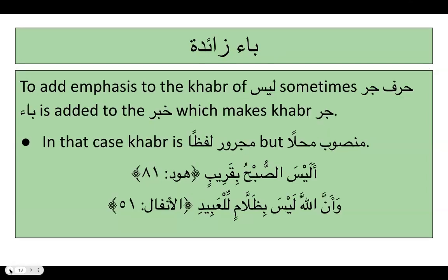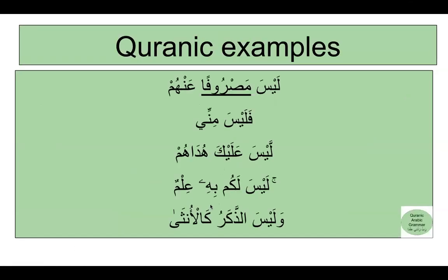When I was teaching you Laysa, here, Laysa lakum bihi ilmun. Attempt this sentence, my dear sisters, again. We have done it in the past, but at that time, I did not teach you about ba zaida. Now, let's see it. Laysa is in the Hua version, so when it has an implied Hua as a pronoun, I will look for ismu laysa. So where is ismu laysa? What is your ismu laysa in this part of the verse? Ilmu is your ismu laysa.